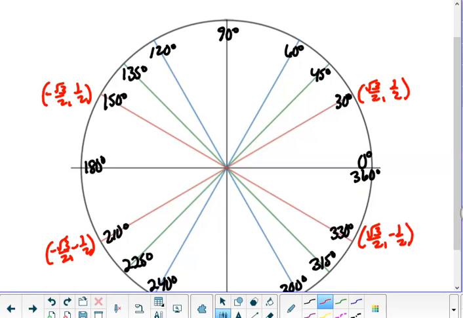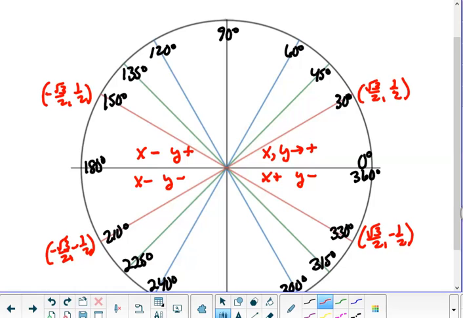So notice that in quadrant 1, x and y are both positive. In quadrant 2, x is negative, y is positive. In quadrant 3, x and y are both negative. And in quadrant 4, x is positive, y is negative. This is going to make a difference for our sine, cosine, and tangent functions.